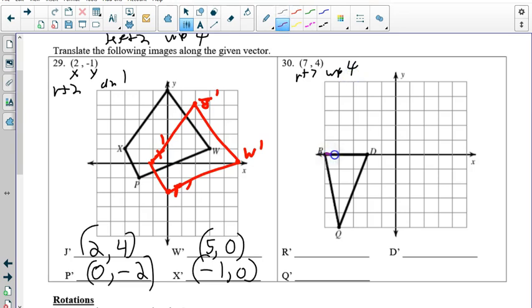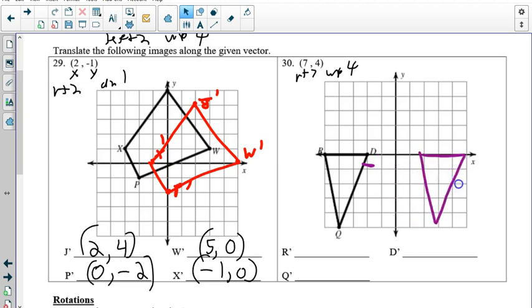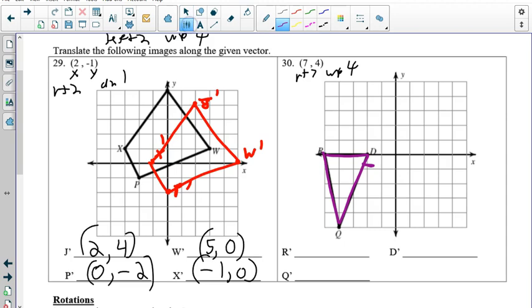So let's do that little trick here. This is just going to move right 7: 1, 2, 3, 4, 5, 6, 7, then up 4: 1, 2, 3, 4. That's what's going to happen. But point by point, D is going to move 1, 2, 3, 4, 5, 6, 7, 1, 2, 3, 4. And there's my D prime.